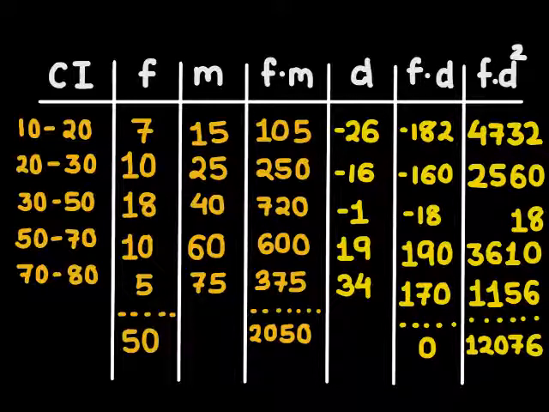So the first row has 4732, then 2560, 18, then 3610, 1156. Now we compute the total of all the values in the seventh column, that is frequency multiplied by the square of the deviation. It comes to 12,076.